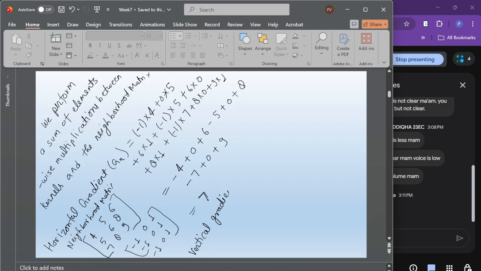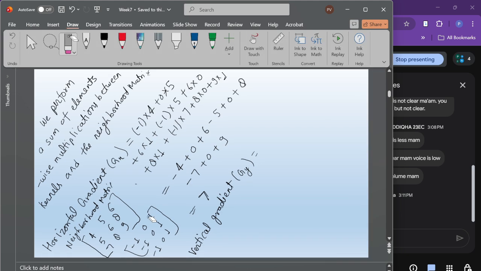The gradient, that is gy. Similarly, I'm removing it from here to write the vertical gradient. So what is our vertical gradient kernel? That is minus 1, minus 1, minus 1, 0, 0, 0, 1, 1, 1. So now similarly we have to do for the vertical gradient also.